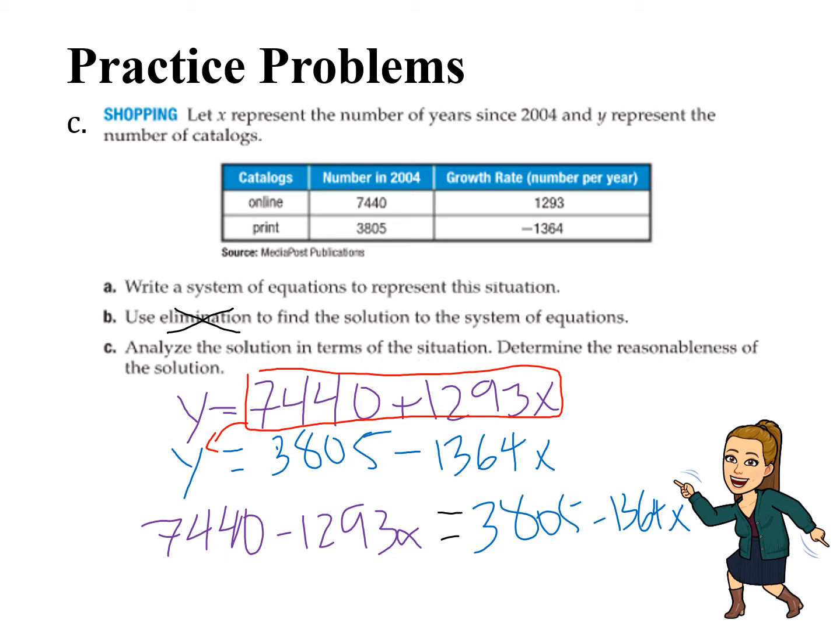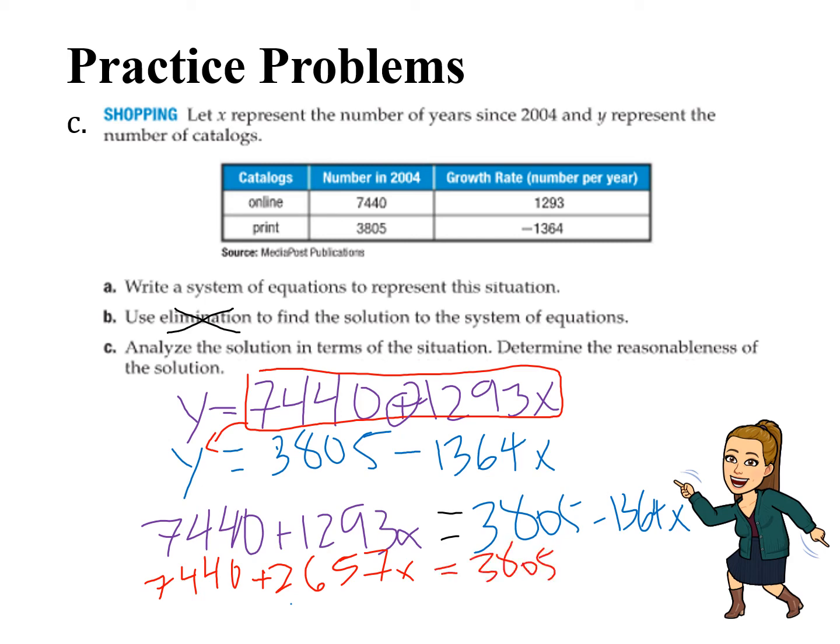So if I add 1293x to both sides, I get, where did I get my answer here? Oh, I'm going to add 1364x to both sides, just because that's what I have on my note paper here. And I get 2657x. Oops, that was a plus. That's where my mistake is. That plus here, I almost copied my problem wrong. When I do that, I'm left with 3805.